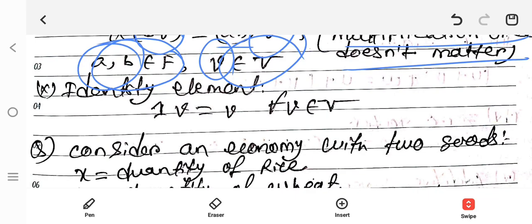And the 10th property, the identity element. Identity element 1 times v is equal to v. So if we multiply any vector by the identity element, it gives us the original vector, for all vectors belonging to that space or set.